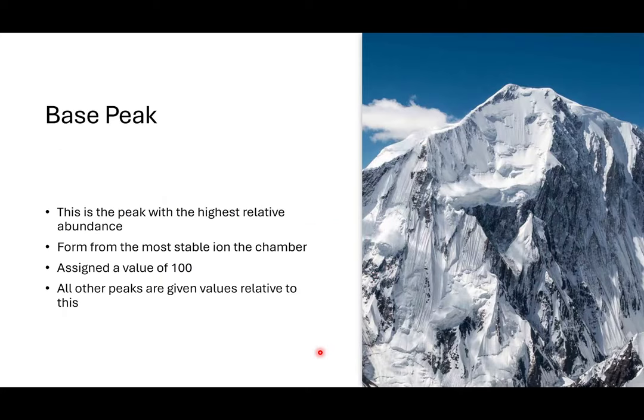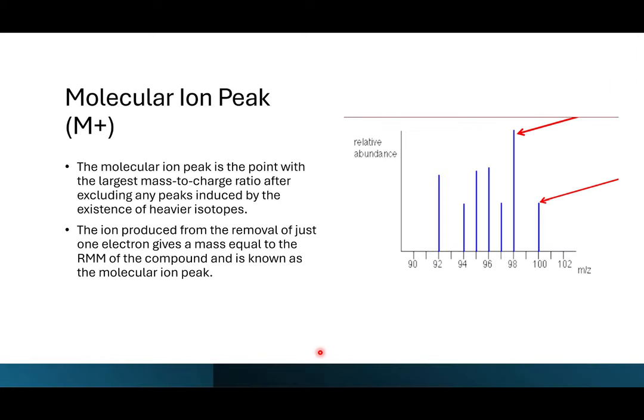So the base peak itself, this is the peak with the highest relative abundance. The base peak is the peak with the highest relative abundance, from the most stable ion in the chamber, assigned a value of 100, and all other peaks are given values relative to this. So the most stable peak is given that value of 100, and all other peaks are relative to this peak. The peak with the highest relative abundance is our base peak. So this here would be the base peak. That's the base peak there.